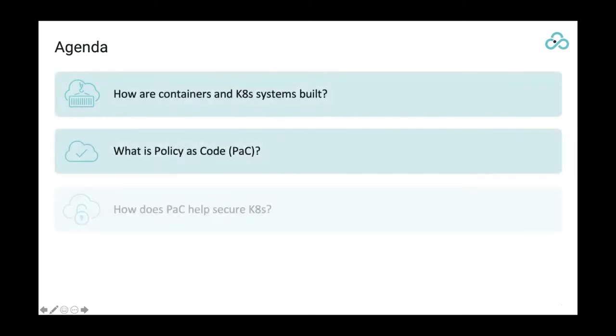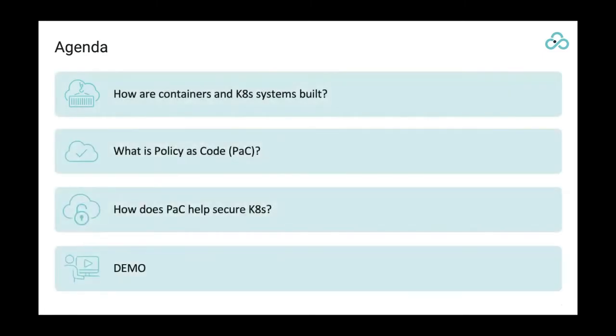Let's take a look into the agenda for today's talk. We're going to see how containers and Kubernetes systems are built, especially using GitOps pipelines. We're going to also talk about what is policy as code and how it can be used for securing your Kubernetes clusters, especially when you're using GitOps pipelines. And then how does policy as code help secure the overall ecosystem when it comes to Kubernetes, GitOps, and many other processes associated with it.